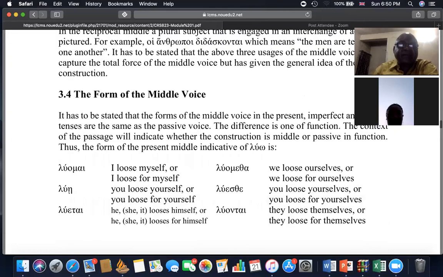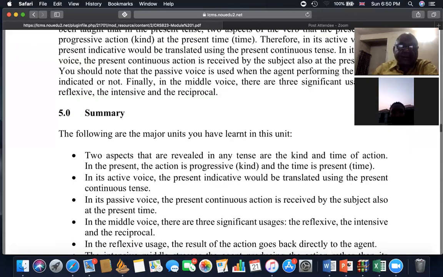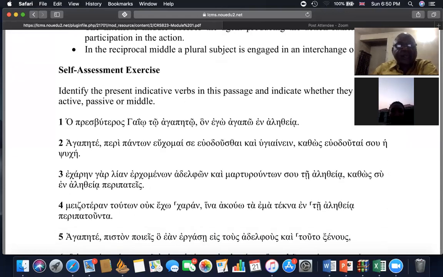Let me see what we have in this middle voice thing. All right, there is one here. O presbyteros gaio to agapeto onigo agapo en alethia. Agapete peri panton escumai, eucomai, se idiostai kai ugianen kathos iodotai su esuken. Ekarne garlian ercomenon adelphon kai marturunton su te aletheia kathosu en aletheia peripatai. I'm not seeing many subjunctives here.